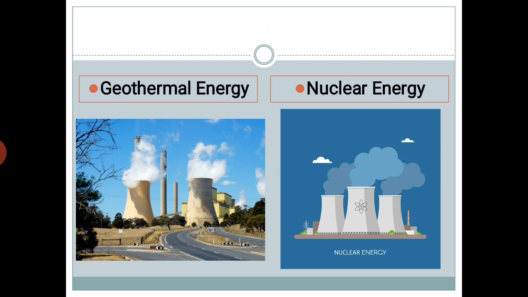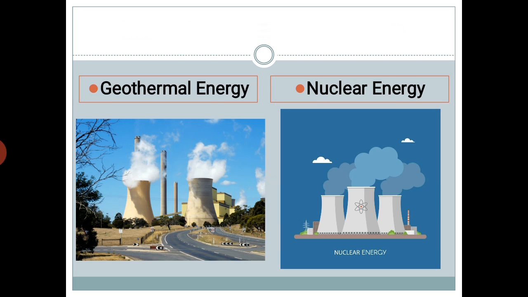Next one students, geothermal energy. It is heat derived within the subsurface of the earth. Water or steam carry the geothermal energy to the earth's surface. The internal heat of the earth generates geothermal energy. It is more prominent in volcanically active areas.